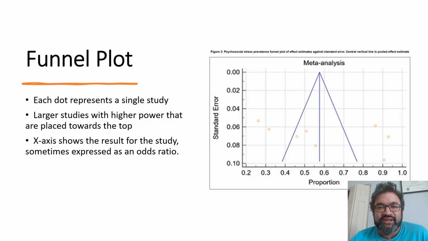So here is an actual funnel plot that I created when we were conducting research on psychosocial stress in occupations such as guest workers. And this was actually conducted in Nigeria, so we didn't find too many studies that included some of these variables. So here each dot, and I don't know if you'll be able to see this, each dot represents a single study. Larger studies with higher power are more at the top. The x-axis shows the result for the study, sometimes expressed as an odds ratio. So this is quite well distributed. Not all the dots are in one place, which is always a good sign. So let's take a look if that's the case.